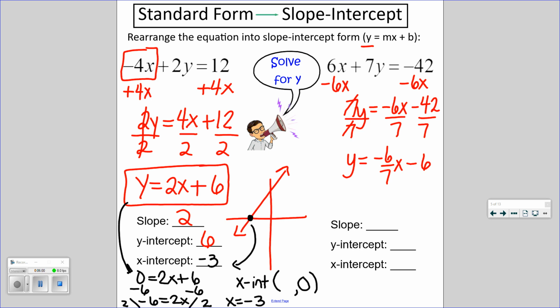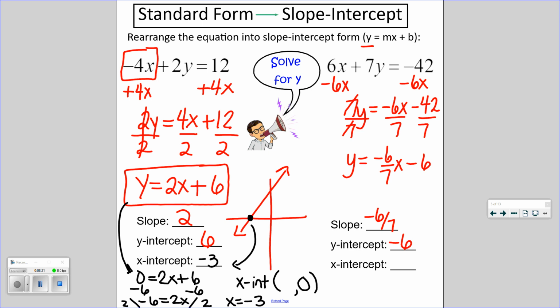Now, negative 6/7 is a really ugly number, but that's okay because it's a slope. So we're going down 6 over 7. That's my rise and my run. We're not worried about the fact that that's a fraction. So the slope is negative 6/7. The y-intercept is negative 6.